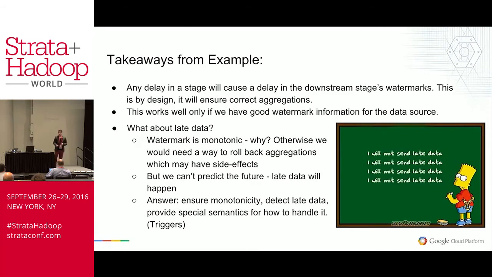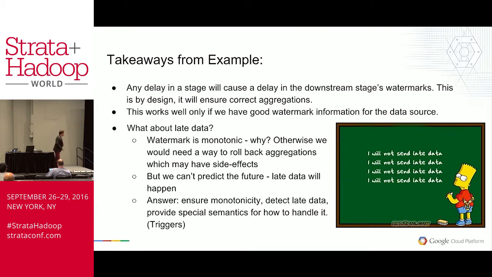So what are the takeaways from this example? One is that any delay in an upstream stage will delay a downstream stage, and this is by design. This will ensure that no aggregation can occur downstream unless we have finished processing all the messages upstream that we need. This works well, as I said, if we have good watermarks at the source.